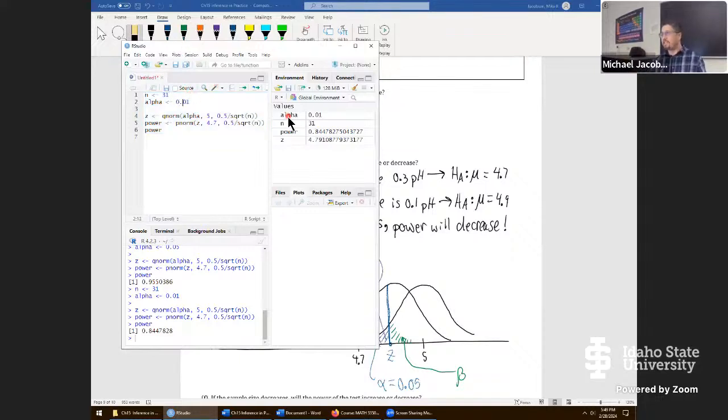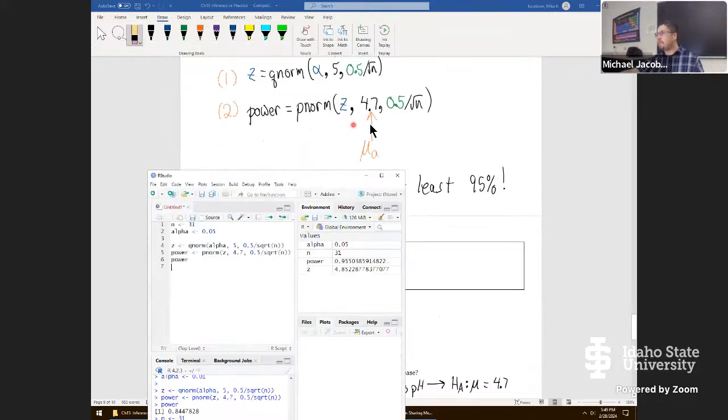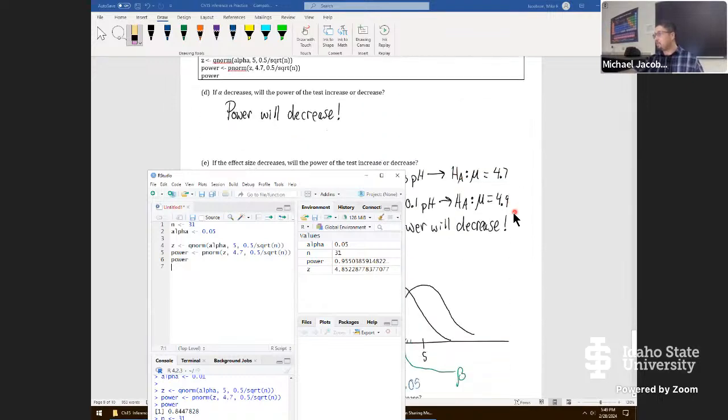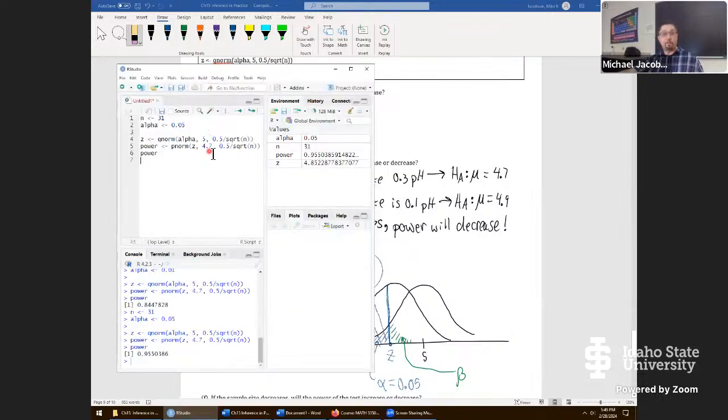So over here, let's go and fix alpha. It's still at 0.05. We'll run it again, so that's our benchmark. We have 95% power. But right here at 4.9, we need to figure out where that's going to change our syntax. And the change is going to be right here, where we have a specific alternative. I usually designate that by writing U sub A to say alternative hypothesis. So we're going to put a 4.9 in the position of that 4.7.